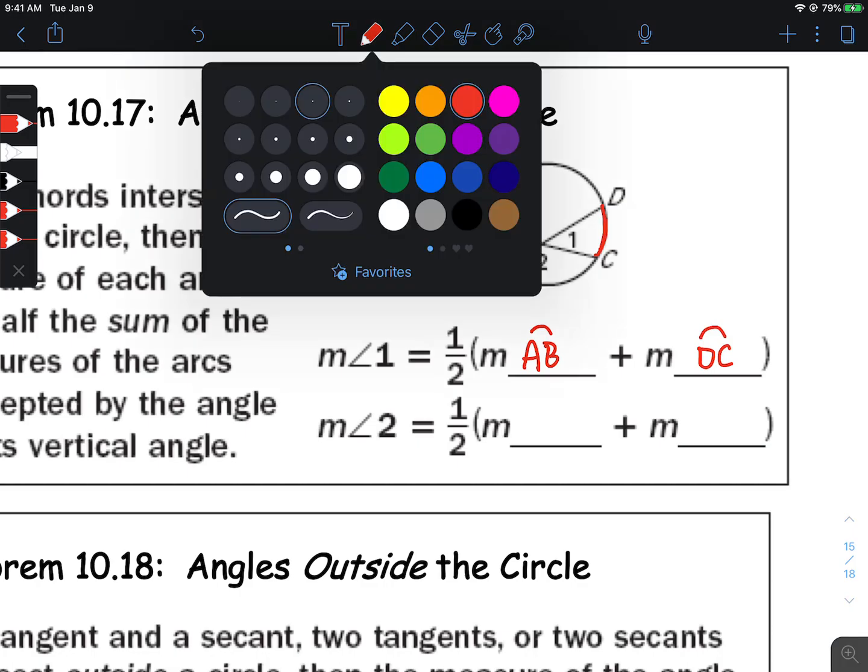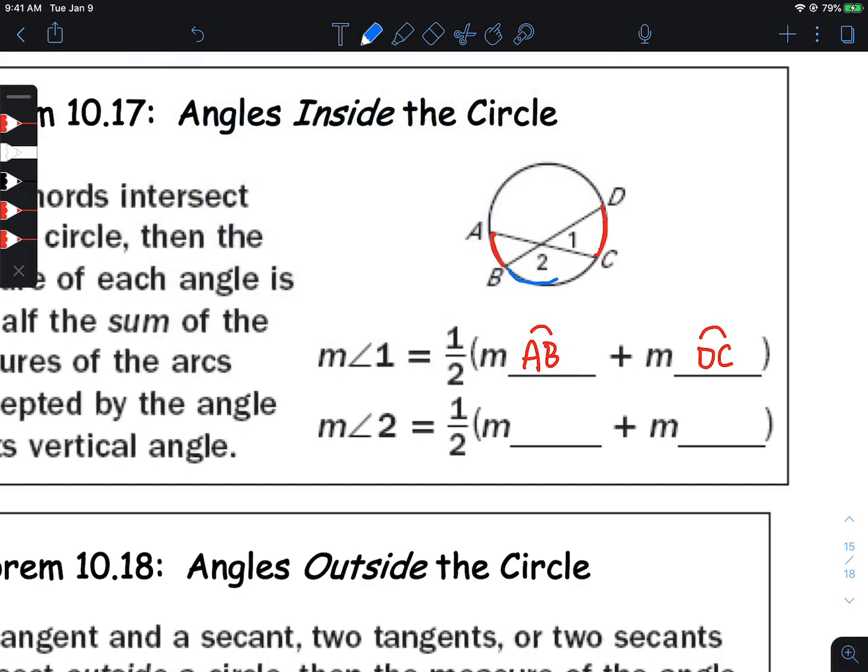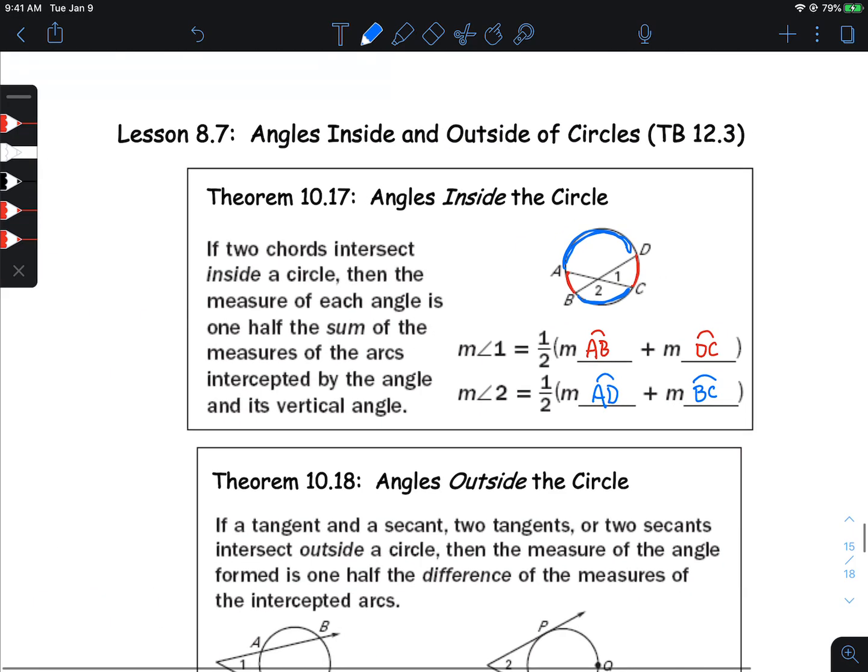And you can also do the same thing here with the other two arcs. If you were to find angle 2, you would just use the bigger versions of the arcs here. So that would be the average of AD and BC on those arcs. We'll apply that here in just a second.